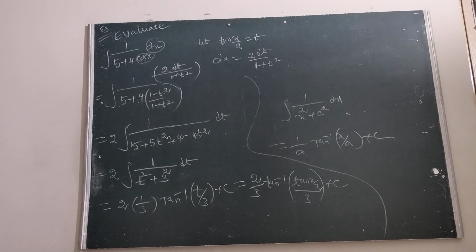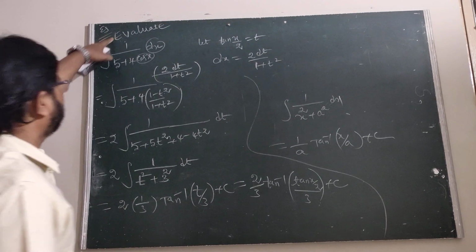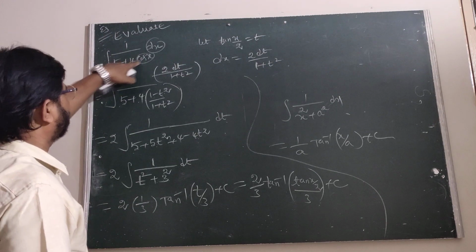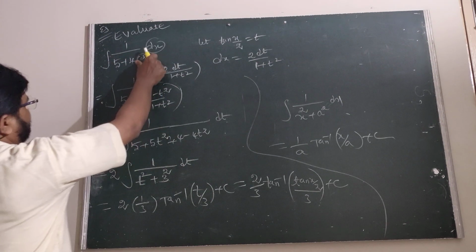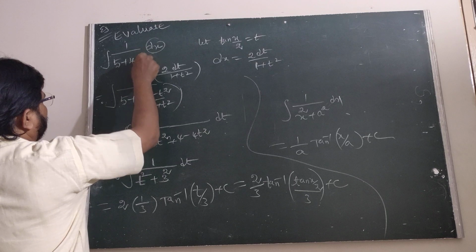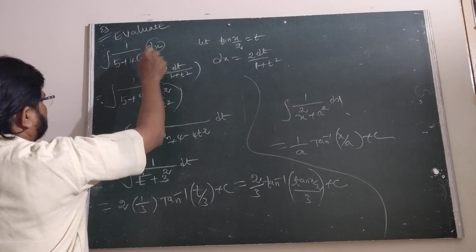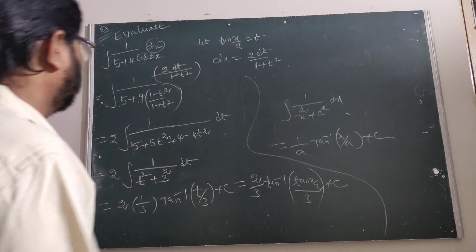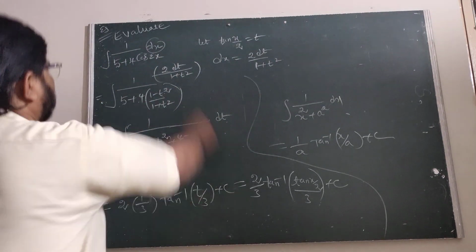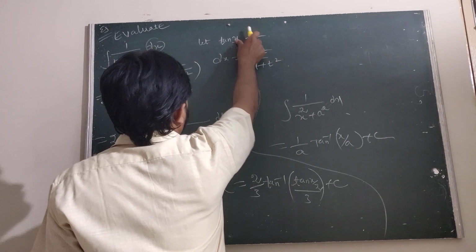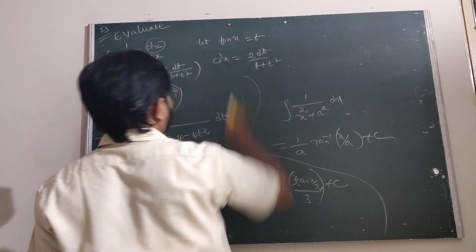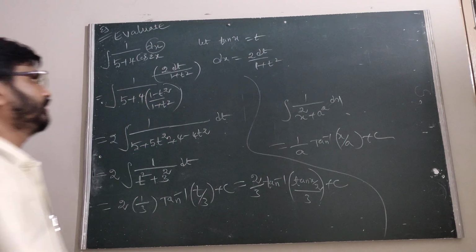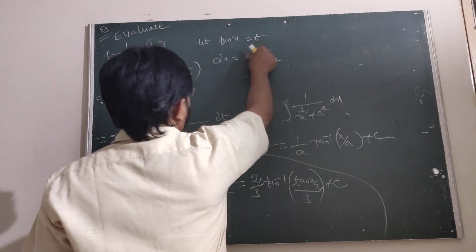So here we evaluate the integral 1 upon 5 plus 4 cos x. Suppose there is 4 cos 2x, not cos x, 4 cos 2x. How to evaluate this one? Here not tan x by 2 is t, only tan x is the t. Only tan x we are taking as t.